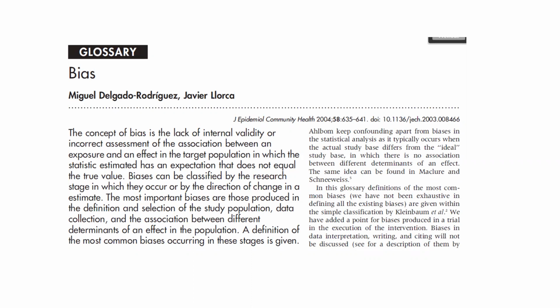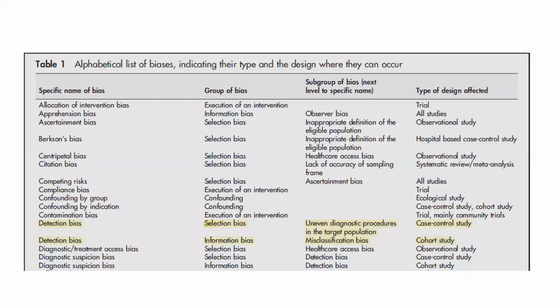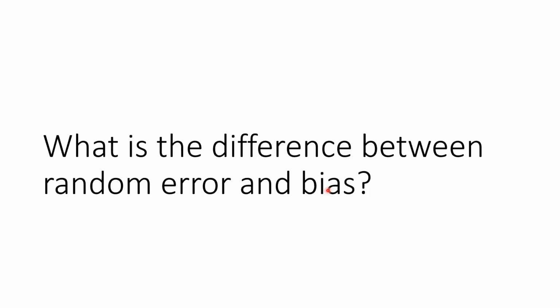What is nice about this article, written by Delgado-Rodriguez and published in 2004, is that it has a very big and very nice table of all the types of biases: whether they are information or selection biases, and in which type of design you can find them, in a case-control, in a cohort, in observational studies, etc. It's a very clear article that I would definitely advise you to read if you want to know more about bias.